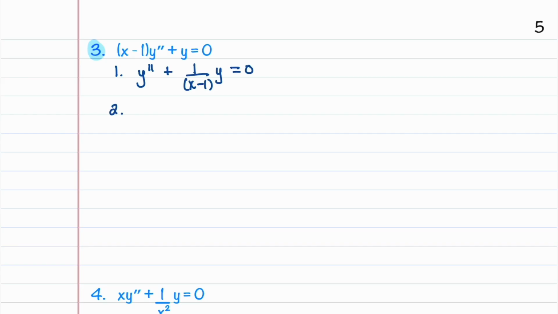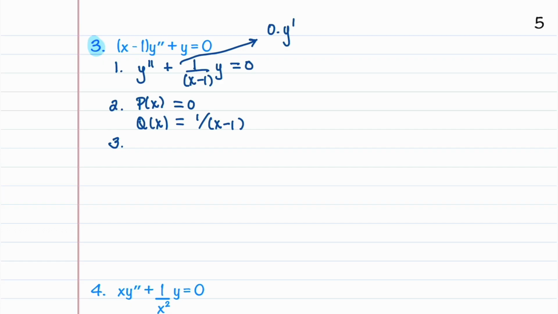In step 2, we find p of x and q of x. Remember, p of x is the function that multiplies y prime. We don't have a y prime here, so we could just think of this as 0 times y prime, so we can say that p of x is equal to 0. And then q of x, that's the function that multiplies y, and that's 1 divided by the quantity x minus 1.